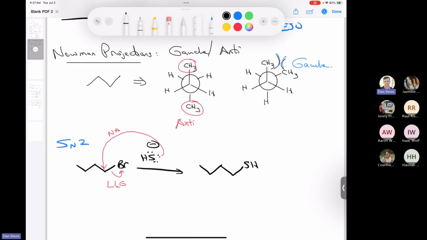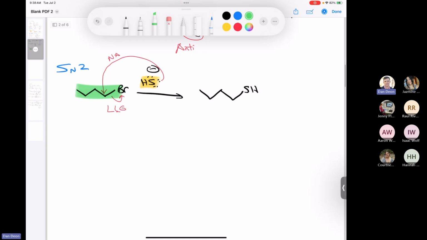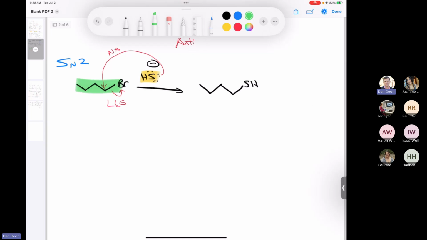But could anybody, if I highlight this yellow and I highlight this in green, which one is the electrophile? Yellow or green? Yeah, exactly. The green one would be the electrophile, and the yellow one would be the nucleophile, right? Nucleus lover and electron lover.